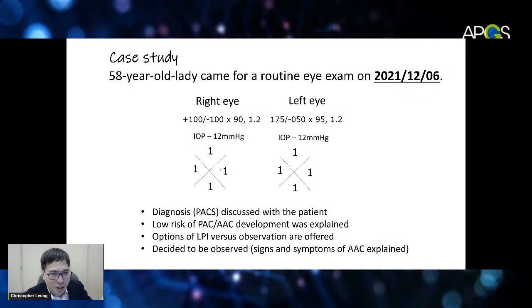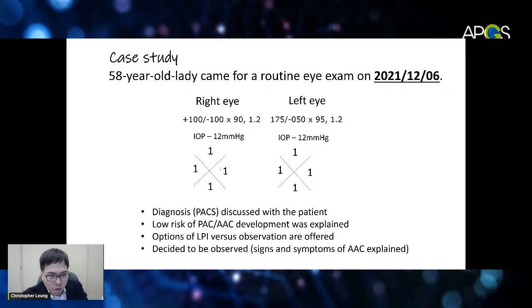All right, very good. So this is what I did. I saw this patient back in September 2021 and discussed the diagnosis with the patient. Given the new finding, I also shared with the patient that the risk of PAC and PAAC development was quite low. We're talking about 2% if you perform LPI versus 4% if you observe over 72 months, about 6 years.